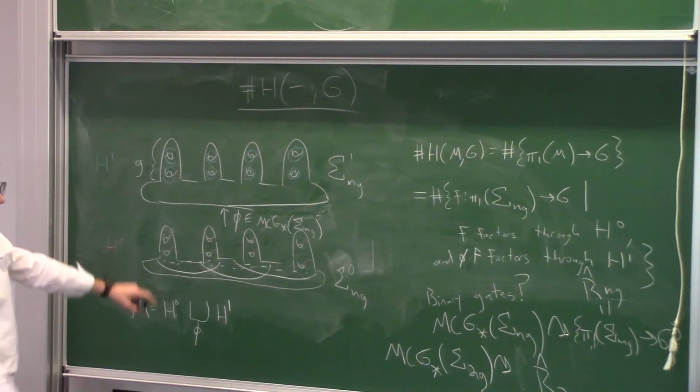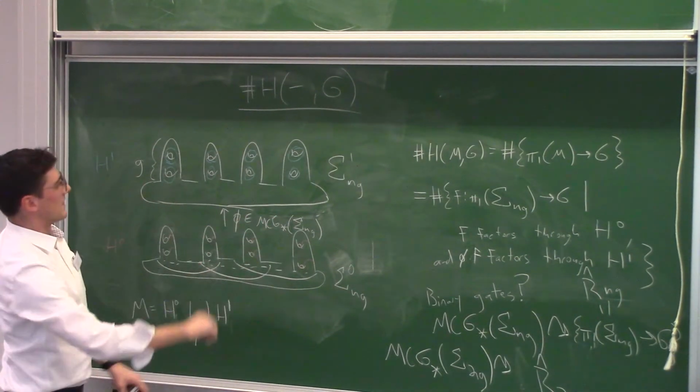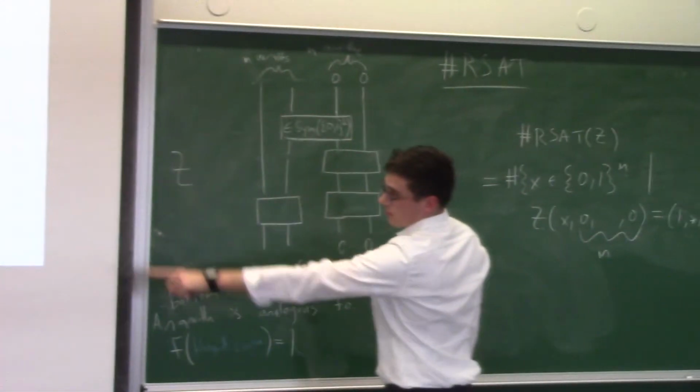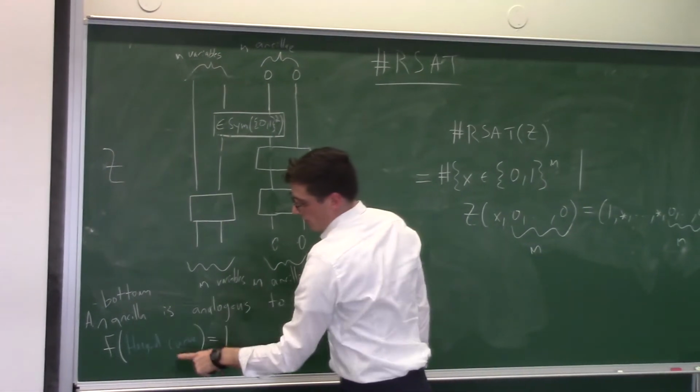So I should have made that color red. So that's a top ancilla. So if I have a top ancilla up here, that's like the top Heegaard curve over there, the value of f on that being 1.